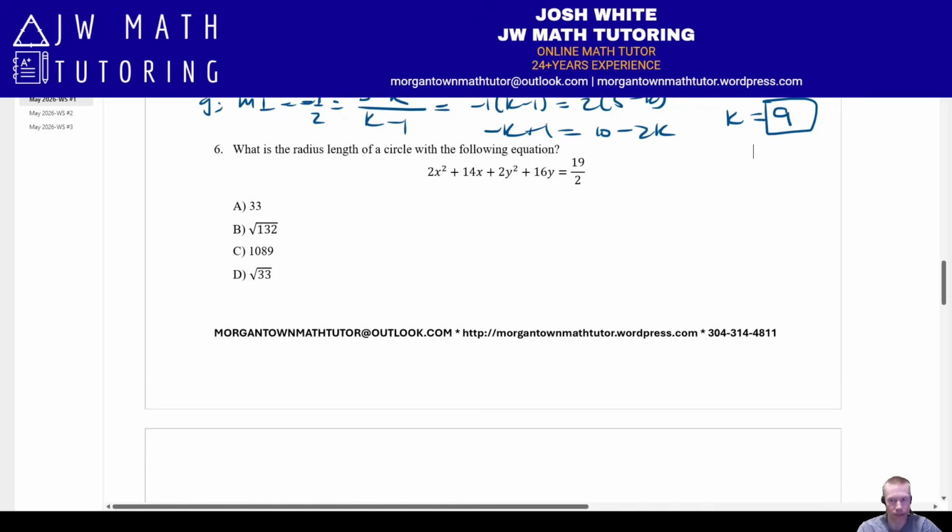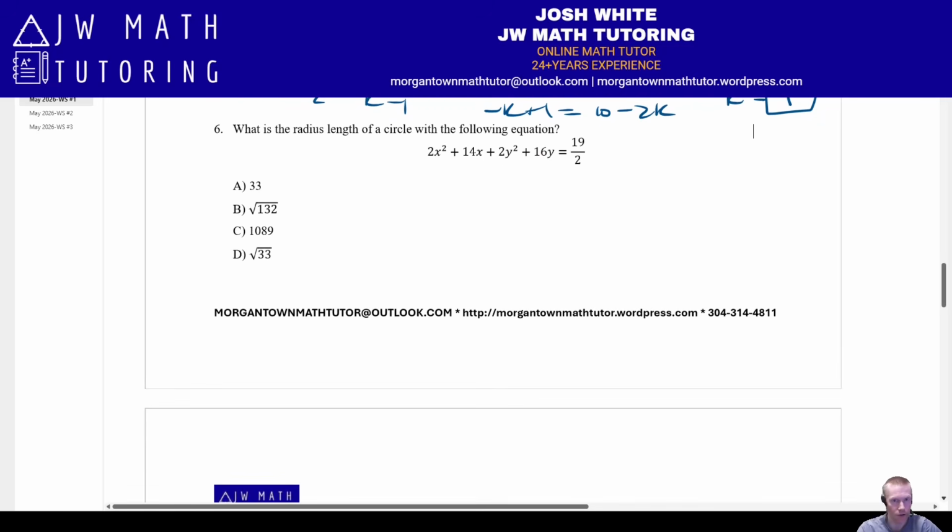All right, let's look at the next one. What's the radius length of a circle with this given equation? Here I will show this method by hand, even though it's a fair amount of work, and I prefer to just go to Desmos and do it in there, but I'll still show you how to get it by hand. So the first thing we're going to do is divide everything by 2.